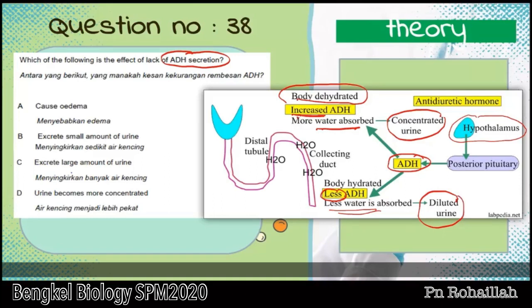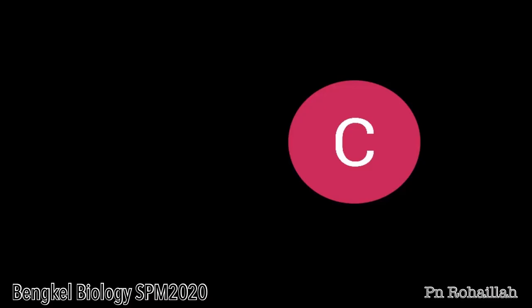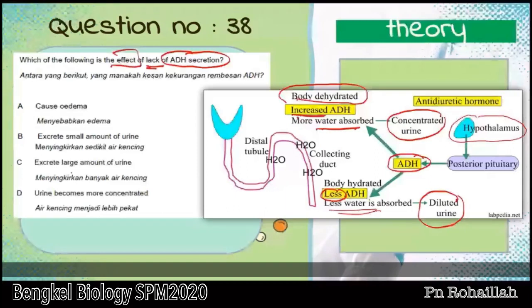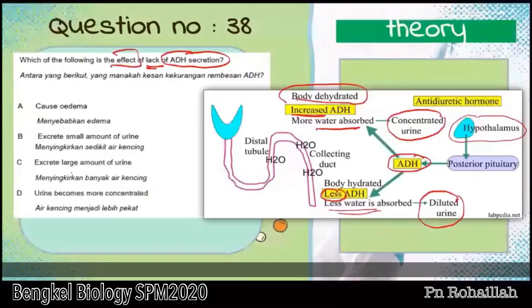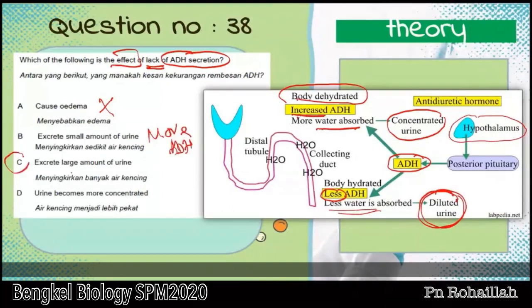Okay, so which of the following is the effect of the lack of ADH secretion? Lack, sikit. So bila sikit, what happen? Okay, it will dilute the urine. So is it cause edema? No. Excrete small amount of urine, ini kalau more ADH. So salah. So the answer is C. Excrete large amount of urine here. Boleh faham? Okay.